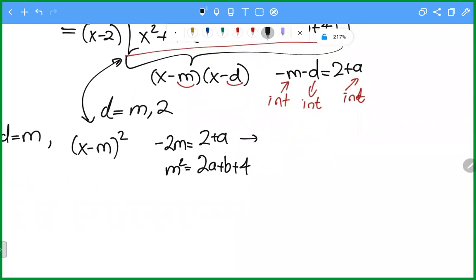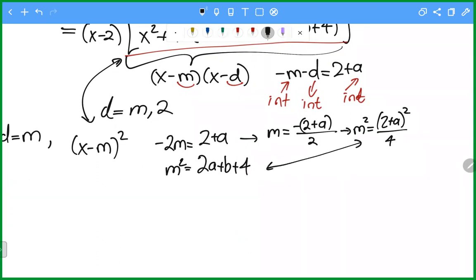So from here, we obtain m equals negative parentheses 2 plus a, all over 2. And let's square this and obtain m squared equals (2 plus a) squared over 4. And let's set this quantity equal to this quantity and solve for a and b. So we get (2 plus a) quantity squared all over 4 equals 2a plus b plus 4.